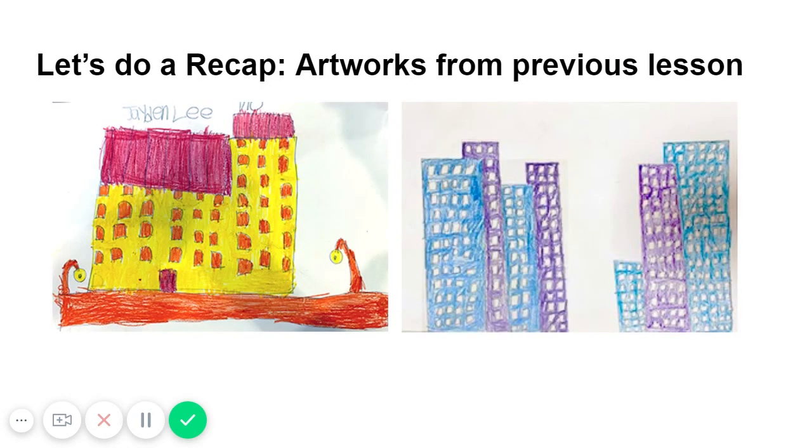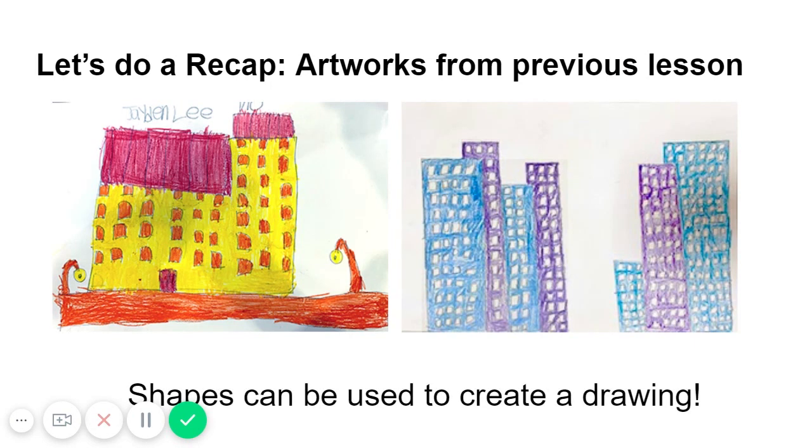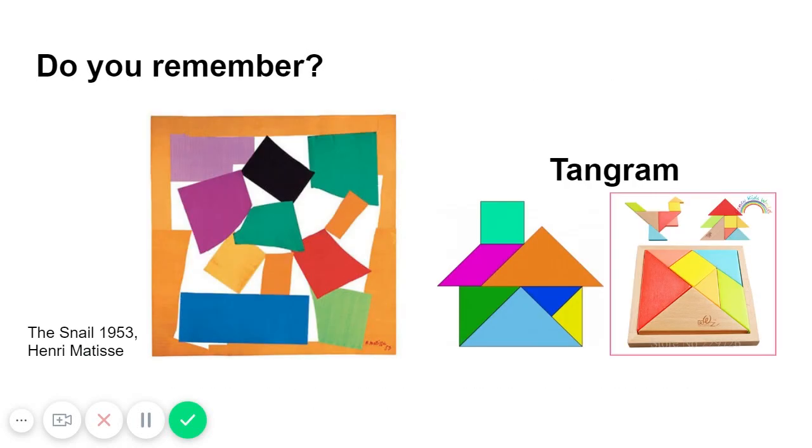Let's recap our previous lesson. Now these are two artworks from your classmates, and realize that these buildings are actually done using shapes. Now, do you also remember that we looked at Henri Matisse's paper cut, the snail, and then we were all given a pack of shapes to play with? Guess what? They are all shapes that we can use to form other kinds of objects like a house, a bird, and the Christmas tree that you see here.